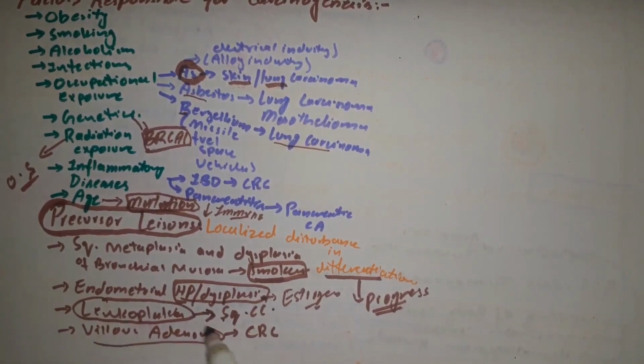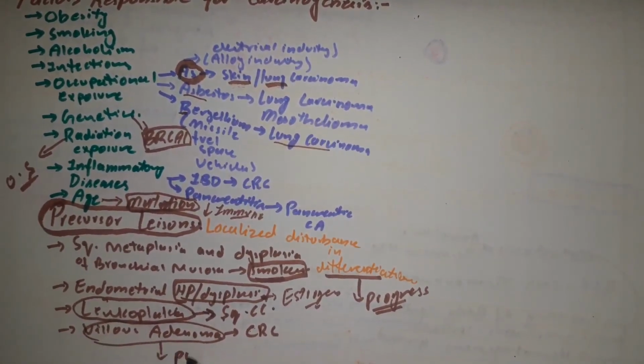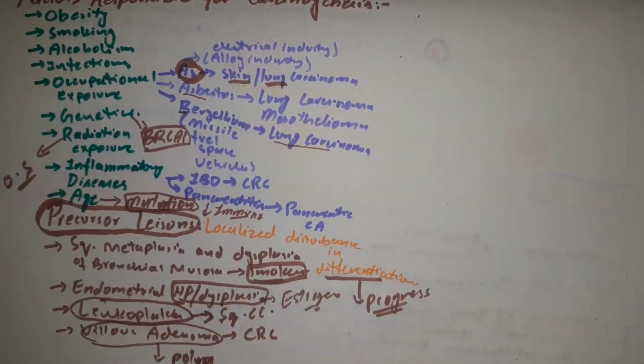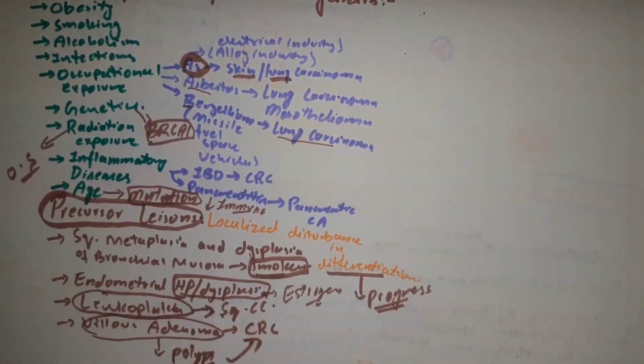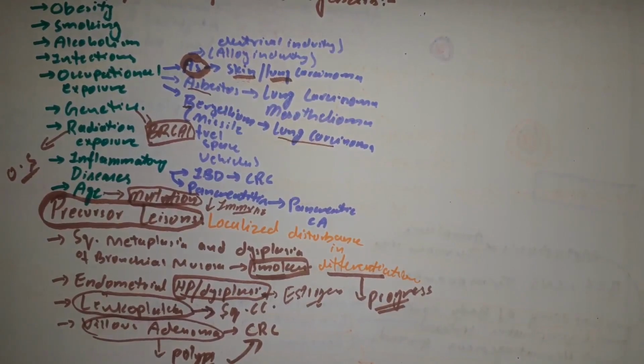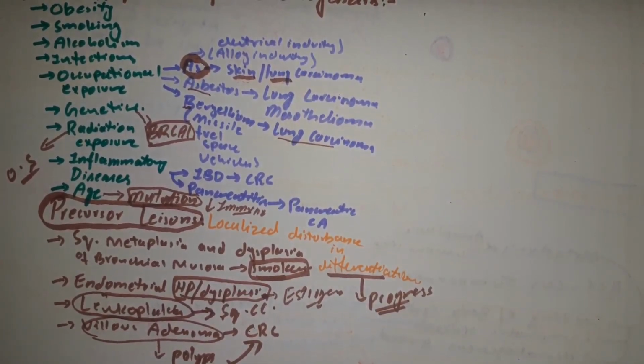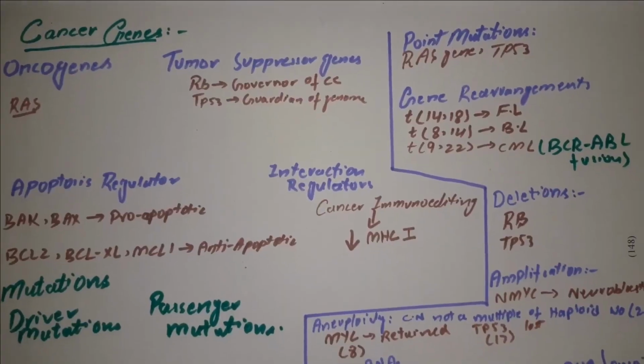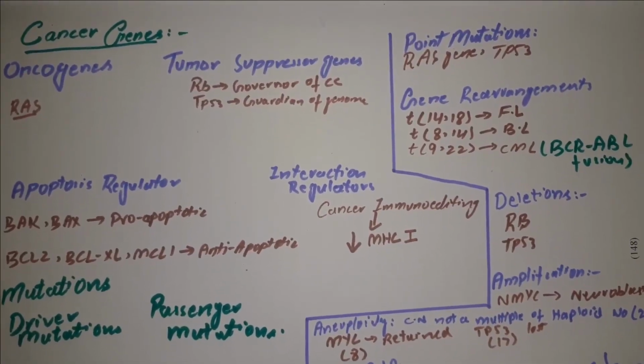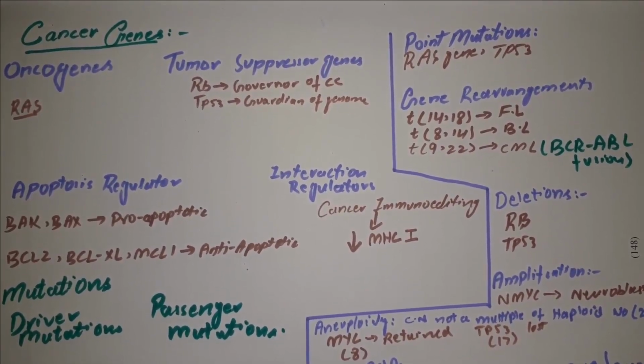And villous adenomas are basically chronic polyps, and these chronic polyps also have the potential to develop into colorectal carcinoma. So there are different precursor lesions which can transform into cancers, and different precursor lesions have different potential to transform into cancer. So these are the different factors and precursor lesions for the development of carcinomas. In this video, we are going to discuss cancer genes as well as different genetic mutations which lead to the development of tumors.